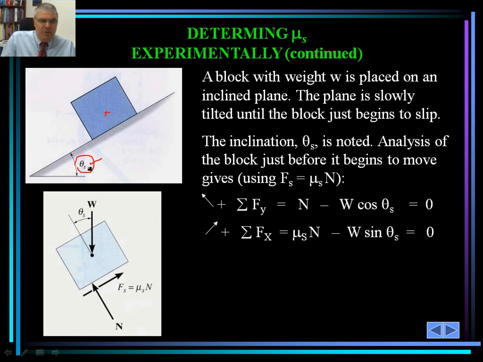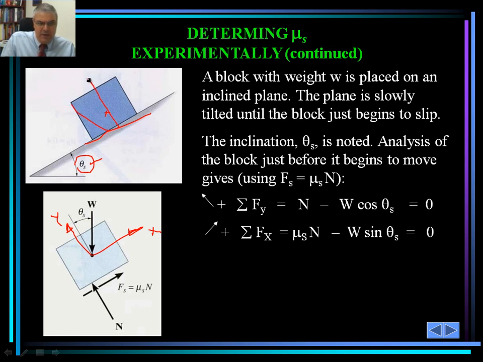Then we would put the coordinate system as such. One would be in this direction, the other one would of course be perpendicular. So the direction of x here would be parallel to the surface, and the direction of the y-axis would be perpendicular to the surface.